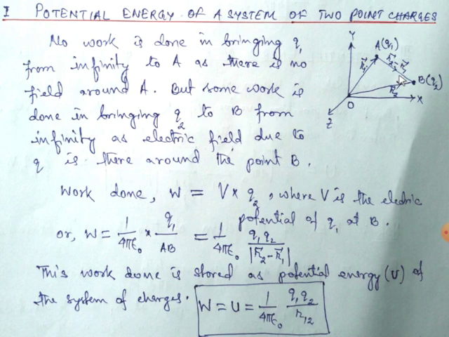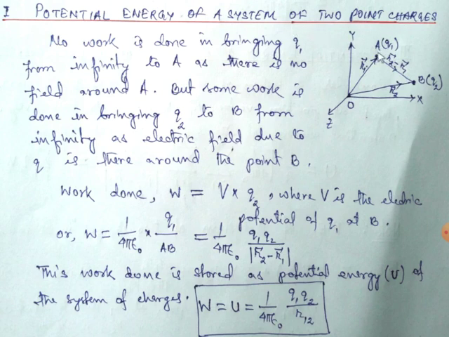Let me repeat. Electric potential energy of a system of charges is defined as the work done in bringing these charges in their respective locations from infinity to form the system of charges. Got it? Yes. Now let's try to find potential energy of a system of 2-point charges.